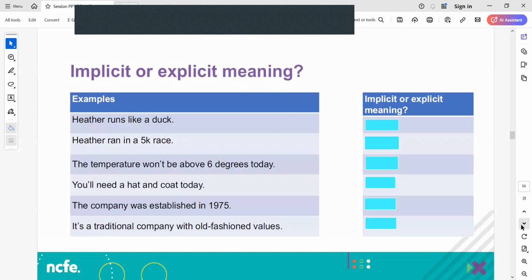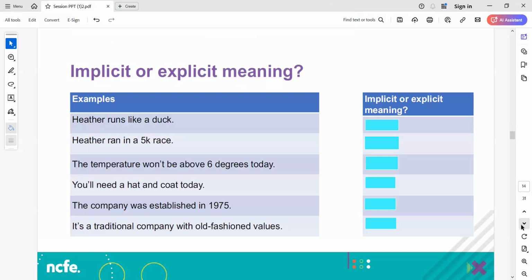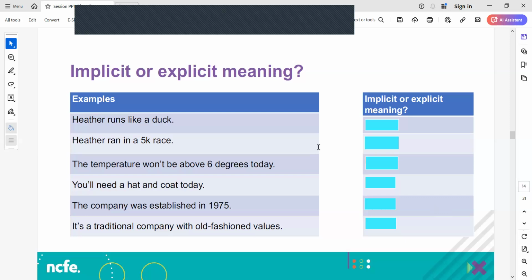So from what you have heard in the video, let's look at implicit or explicit meaning. We've got some examples, and then you need to tell me, is it implicit? You have to use the clues to find the meaning or use your imagination. Or is it explicit? The sentence states exactly what the writer means. So, Heather runs like a duck.